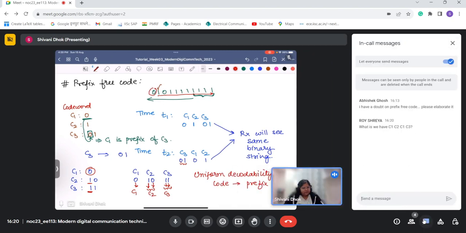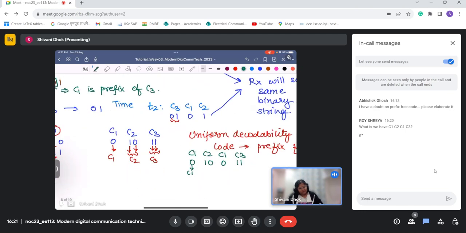So you are asking, what if we have C1 C2 C1 C3? For the second case, the prefix free code. So it will be 0, then 1 0, then 0, and then 1 1. It will look bit by bit. It will see 0. It knows that there is a symbol which corresponds to it. So it will decode it as C1.